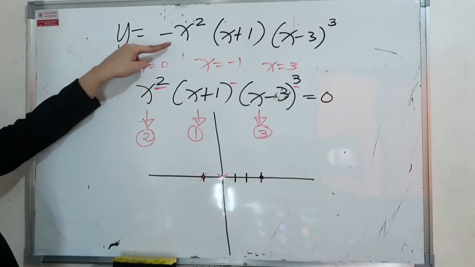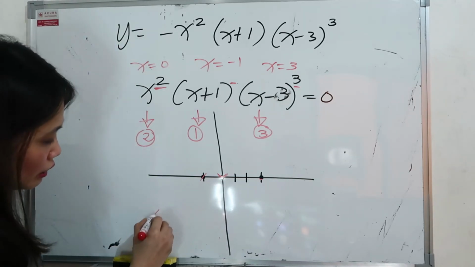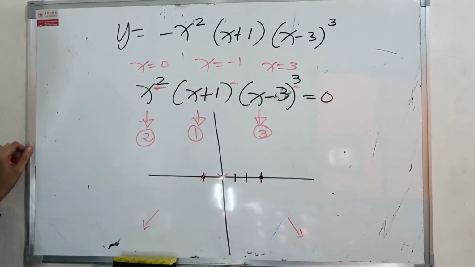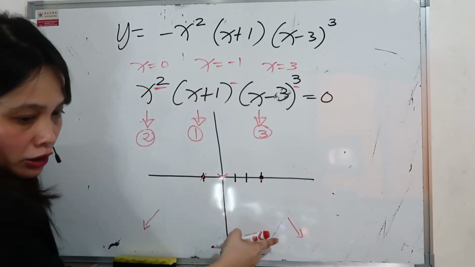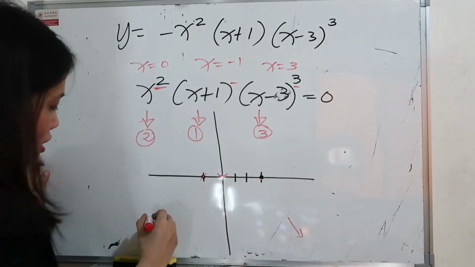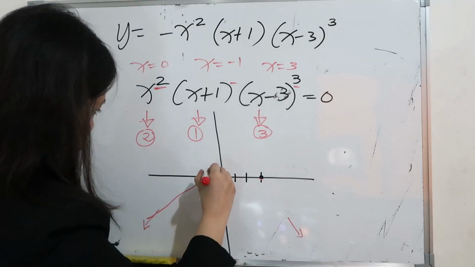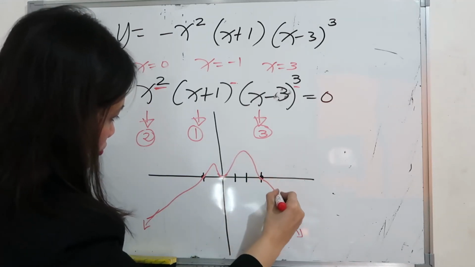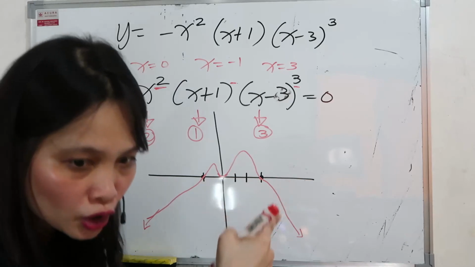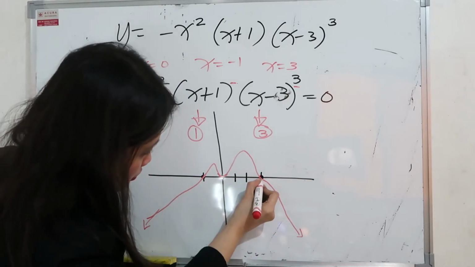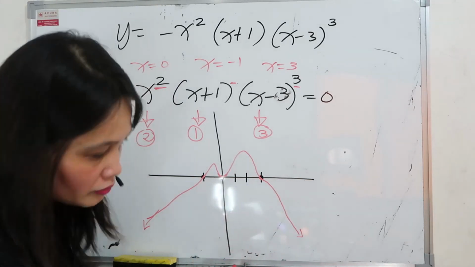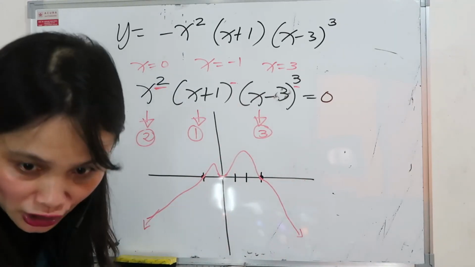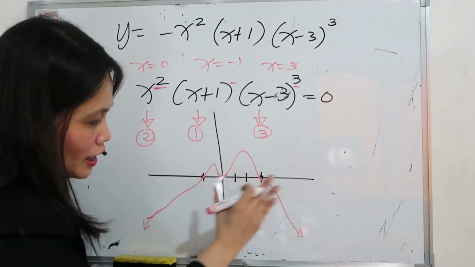The end behavior of this one is from the third quadrant going to the fourth quadrant. Now, what will be the graph? So the graph is like this, curving at 3. So that will be the graph of this polynomial function.